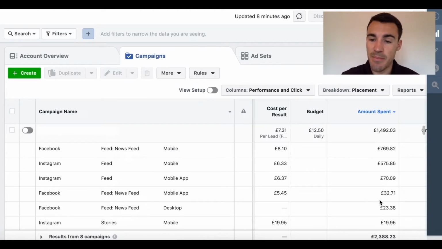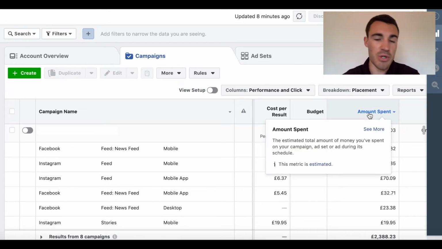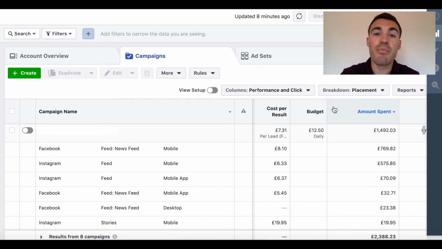There's some money that's been spent on these other placements here, but you can more or less ignore them when you're looking to focus on the different placements and see which one you want to adjust, where the improvements are going to be made. It's going to be the ones where you're spending the most money. So the first thing we'll look at, because it's right in front of us, is cost per result.